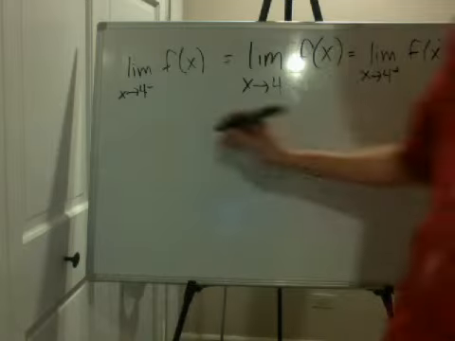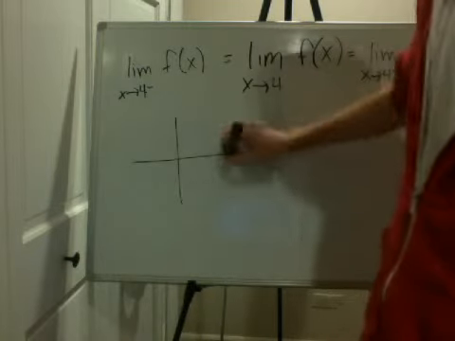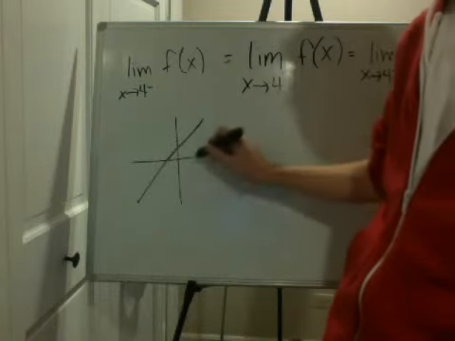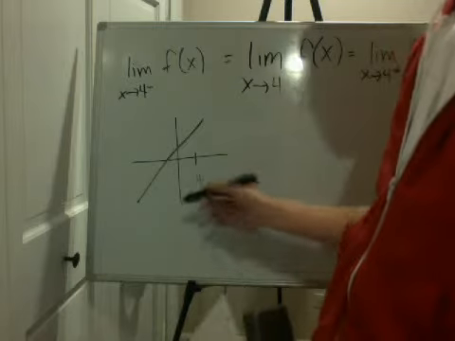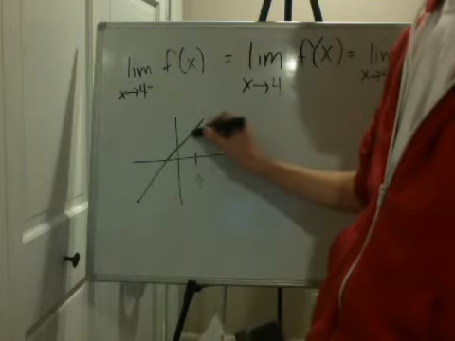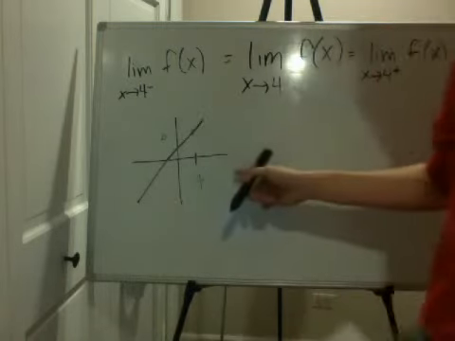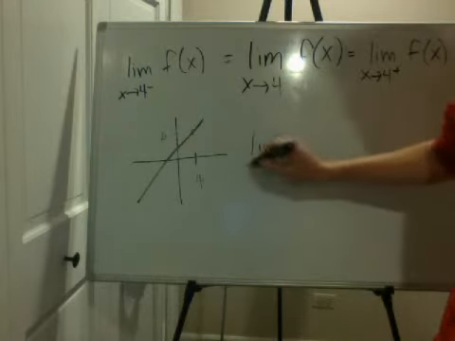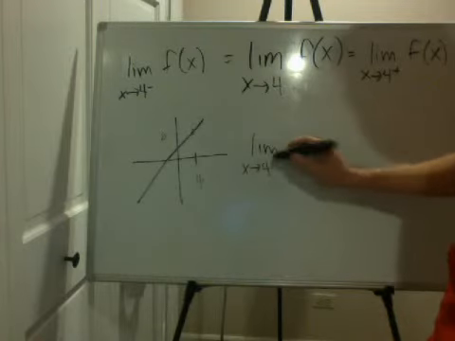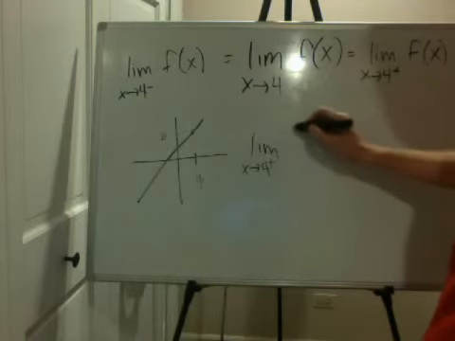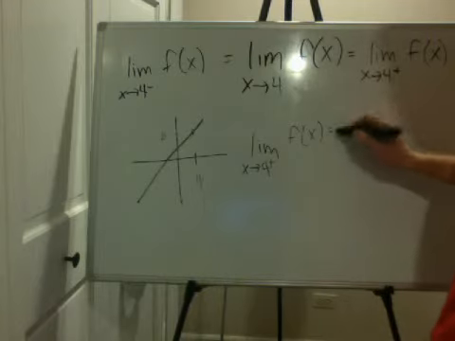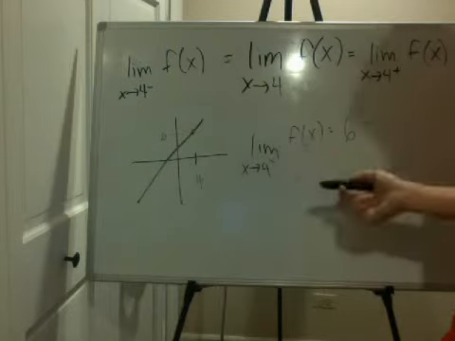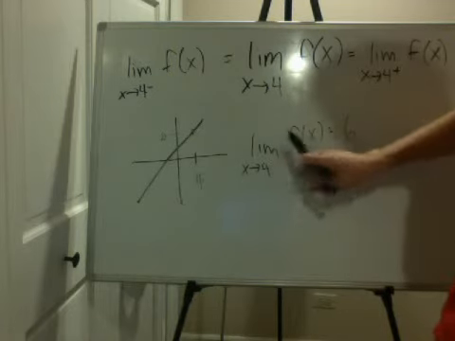So, for example, a graph where the limit would exist would obviously just be a normal graph. If this was 4, and let's say this is 6, then the limit from the left of this line would equal 6. From the right, it would also equal 6, and for this reason, the limit is simply 6.